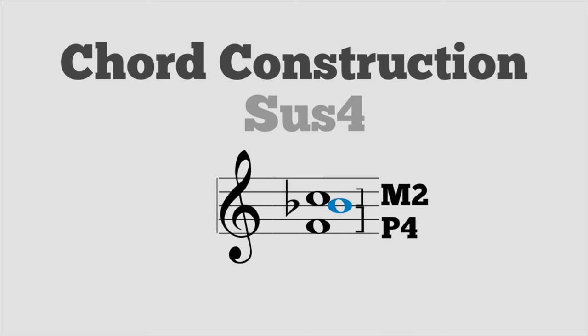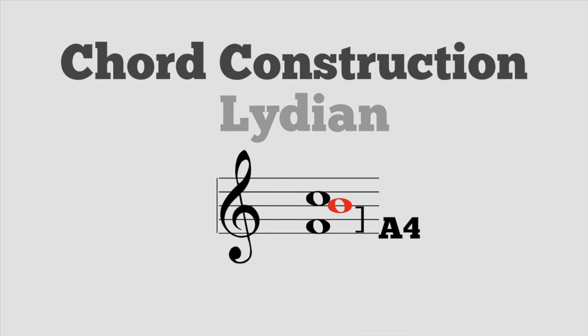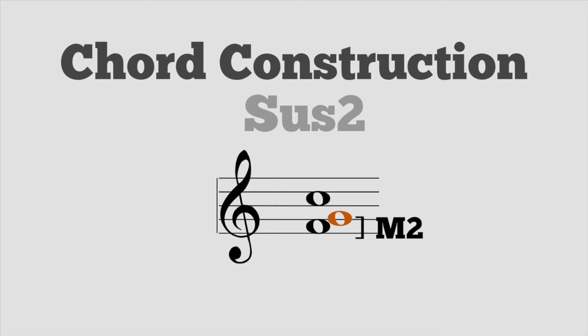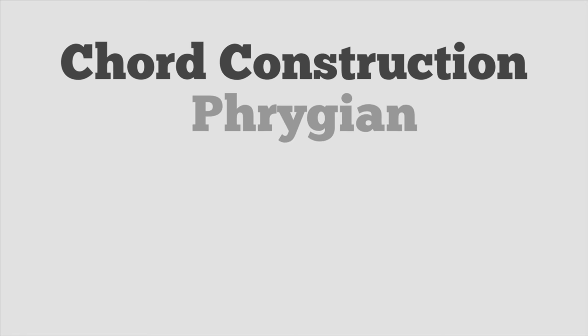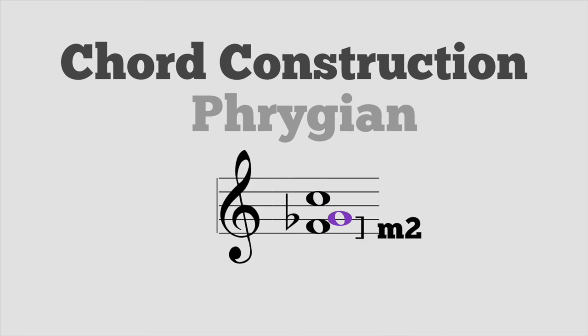Next is the Lydian triad, which has an augmented fourth interval with a minor second on top. We also have the suspended two triad, which is a major second interval on the bottom and a perfect fourth interval on top. And lastly, we have the Phrygian triad, which is a minor second on the bottom and an augmented fourth on the top.